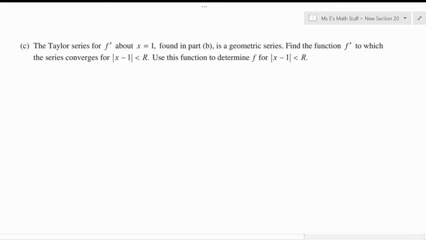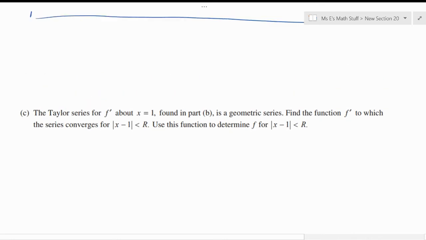It says the Taylor series for f prime about x equals 1 found in part B is a geometric series. Find the function f prime to which the series converges for the interval of convergence. Use this function to determine f for the interval of convergence. Okay, well, let's look and see.